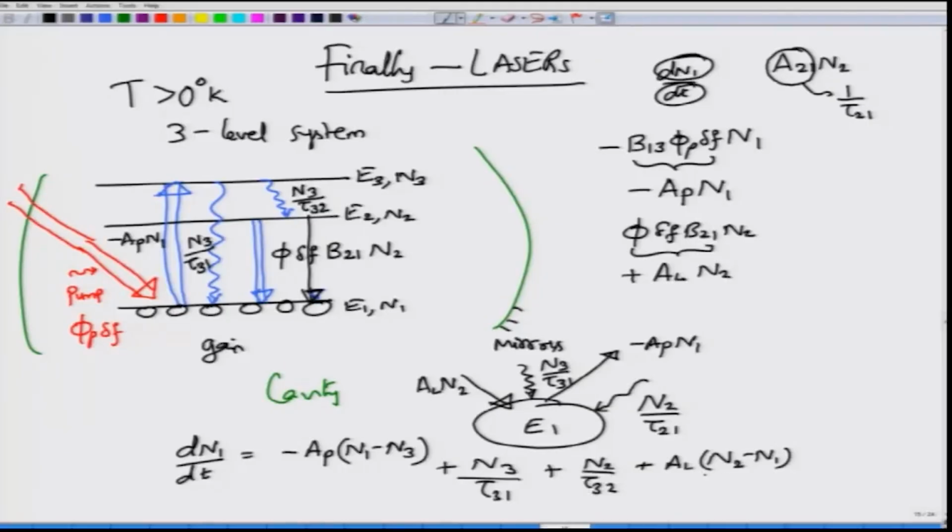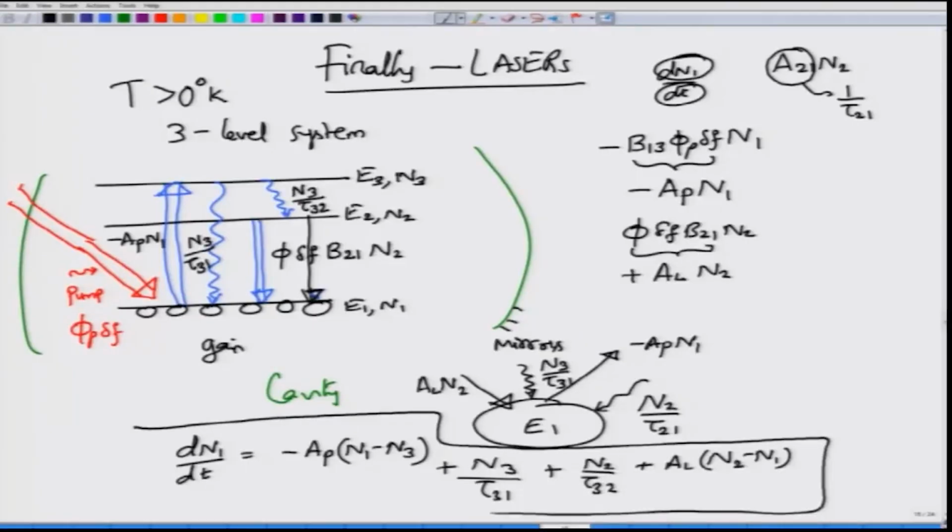stimulated absorption or stimulated emission, what you have is the effective population difference N2 minus N1 times whatever the emission cross section is. So the equation that we have written in this boxed equation will tell you all the different terms that serve to effectively change the population at energy level E1. So dN1 by dt consists of these 4 terms, where AL is defined as phi delta F B21 and AP is defined as B13 phi P delta F. Of course, B13 is the same as B31 and B21 is the same as B12.